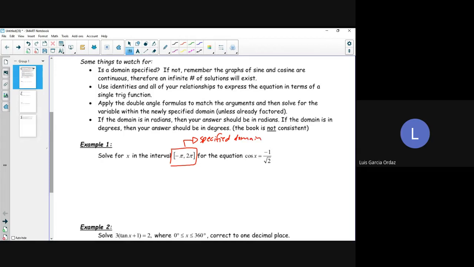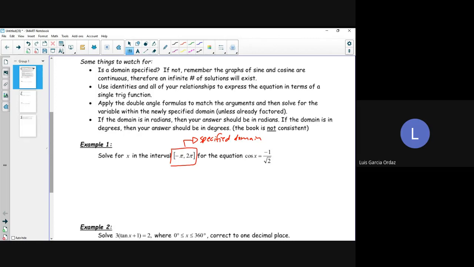So we want to use identities and all of our relationships to express the equation in terms of a single trig function. We want to apply the double angle formulas to match the arguments and then solve for the variable within the newly specified domain.